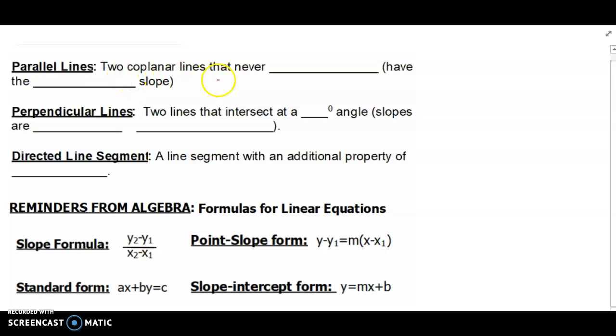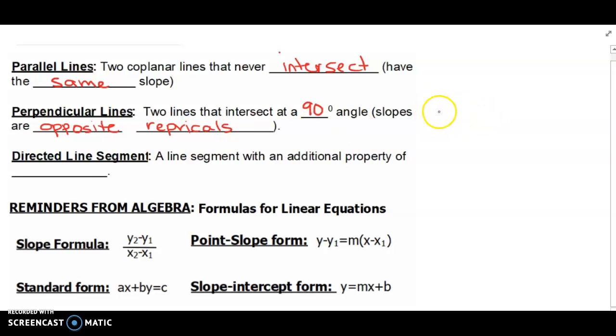Parallel lines are two coplanar lines that never intersect. Okay, and as you remember from Algebra 1, or maybe even before, parallel lines have the same slope. All right, perpendicular lines are two lines that intersect at a 90-degree angle. And if you remember from Algebra 1, they have opposite reciprocals or negative reciprocals, whichever way you want to put it.